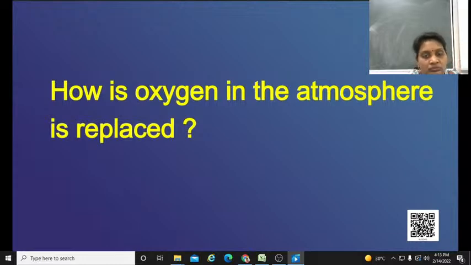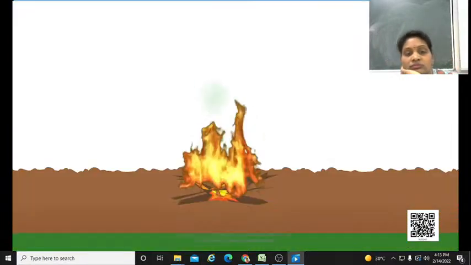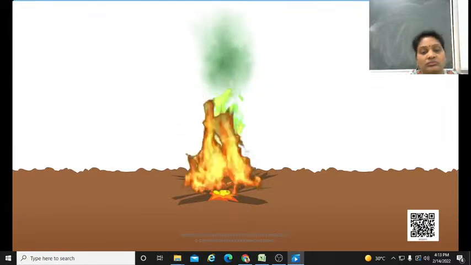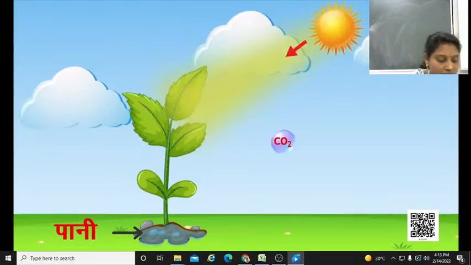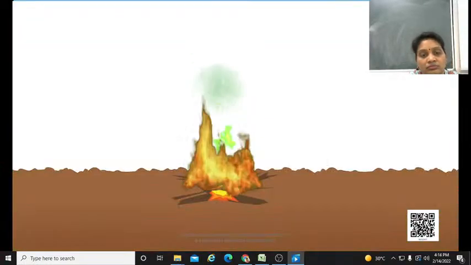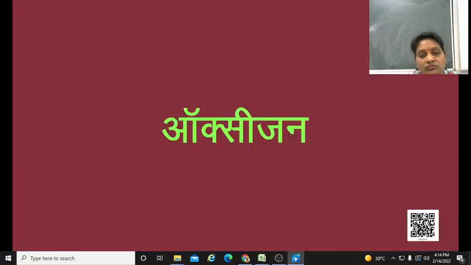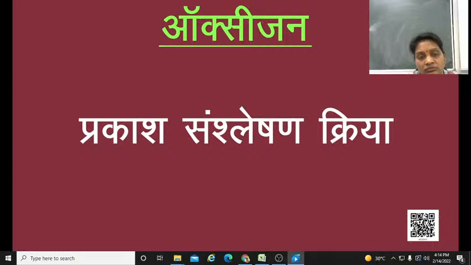Now we will discuss how oxygen in the atmosphere is replaced. We all know that every living being needs oxygen for breathing. Not only this, oxygen is also needed when we burn anything. When oxygen is used up at such a large scale, the question arises: how is the balance of oxygen maintained in the atmosphere?